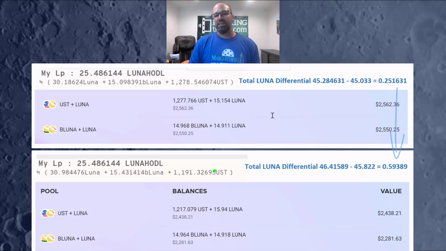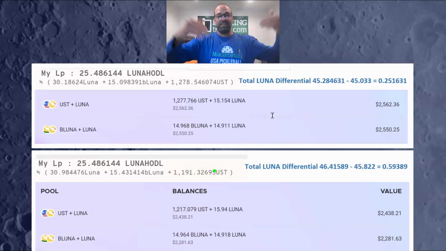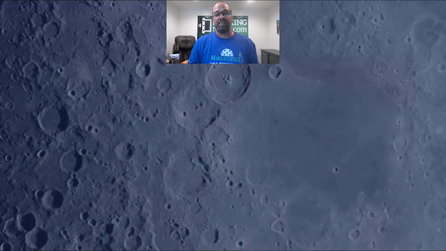And when we look at the UST differences, there's a massive difference. So in Terraswap, there's 1217 of UST. And in the Luna-HODL, there's only $1,191. But there's this 0.59, there's a lot of extra Luna. What happened there? The price of Luna went down to 77.40.